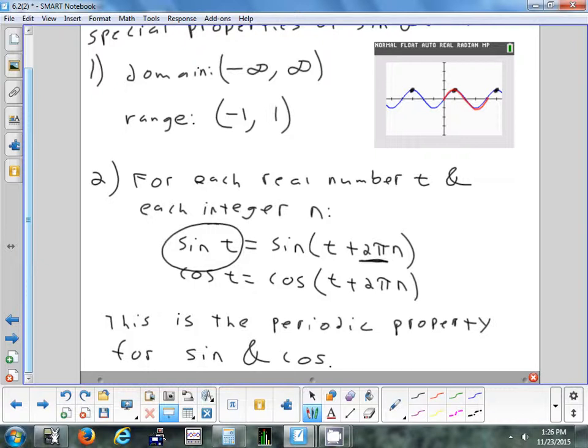The other trig functions have periodic properties as well, but they're not all 2 pi. Tangent and cotangent, those are a little different. We're not going to look at those today. So any questions on that idea? All right, we'll also talk more about this when we solve equations.